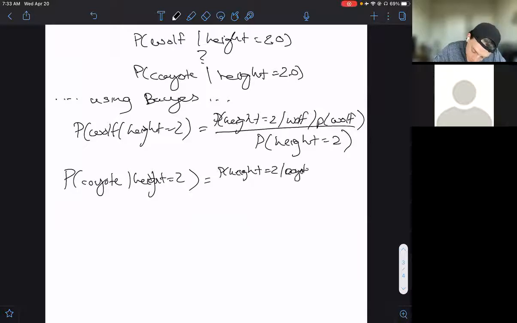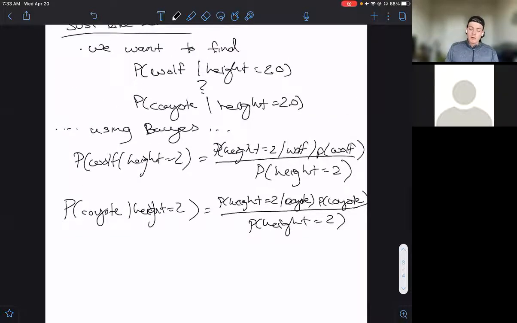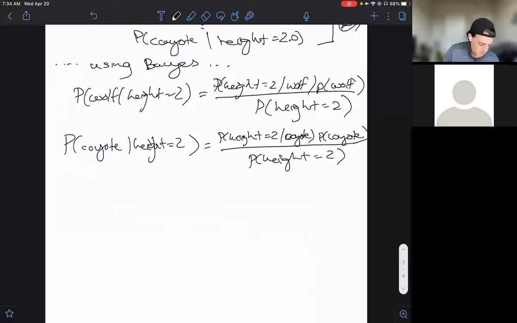Coyote, probability, coyote over probability of height is equal to 2. And so we've already written out what we need. We care to get this relation. We've got the exact formula. And so we can go ahead and just plug and chug.